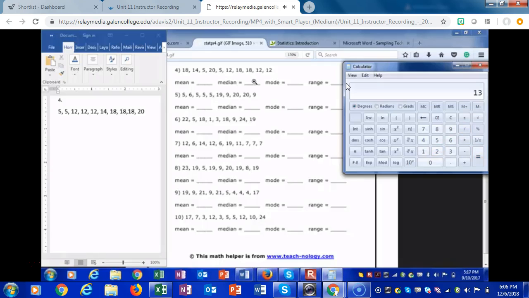Our mode, which number or numbers appears the most times? It looks like 5 appears twice, but 12 appears 3 times, and so does 18. So our mode in this case is both 12 and 18. Our range is 20 minus 5, or 15.